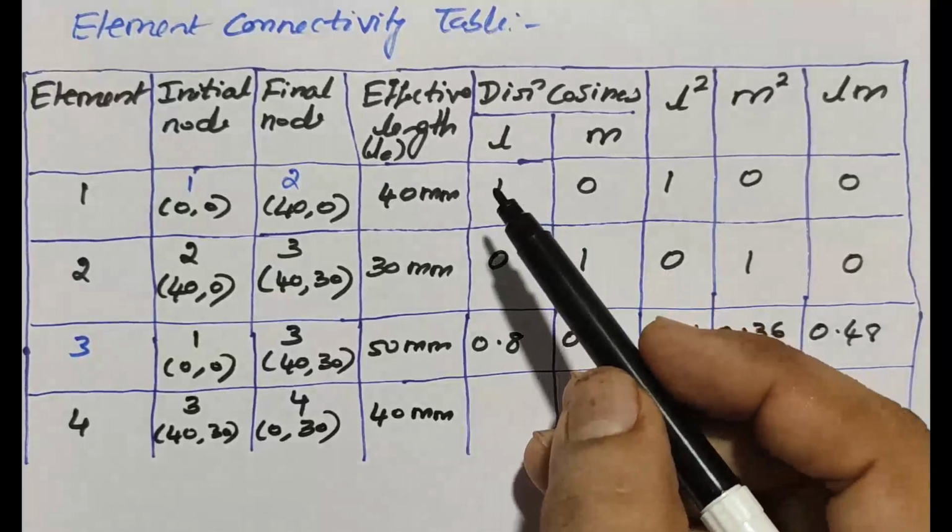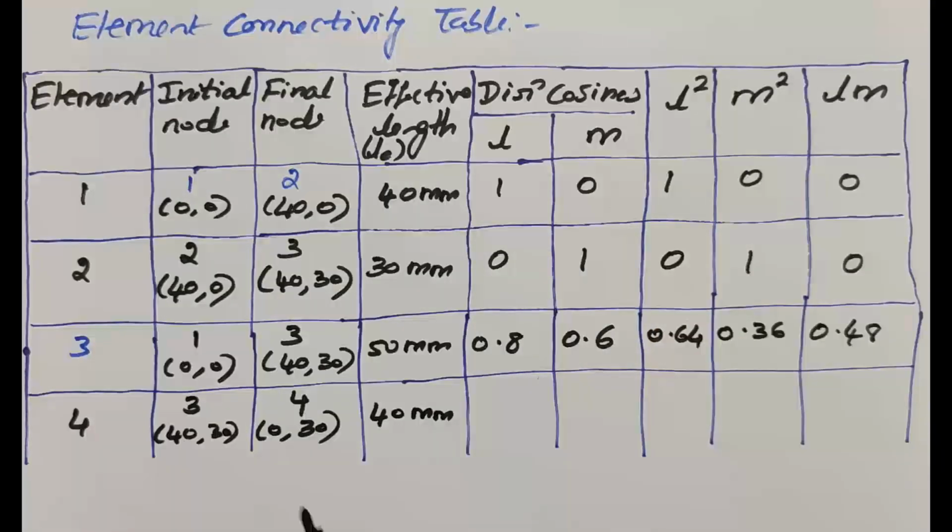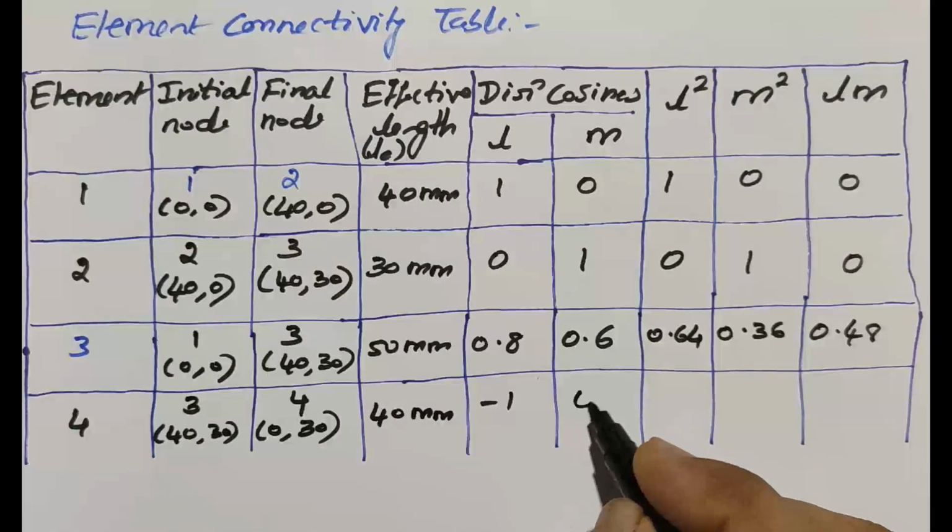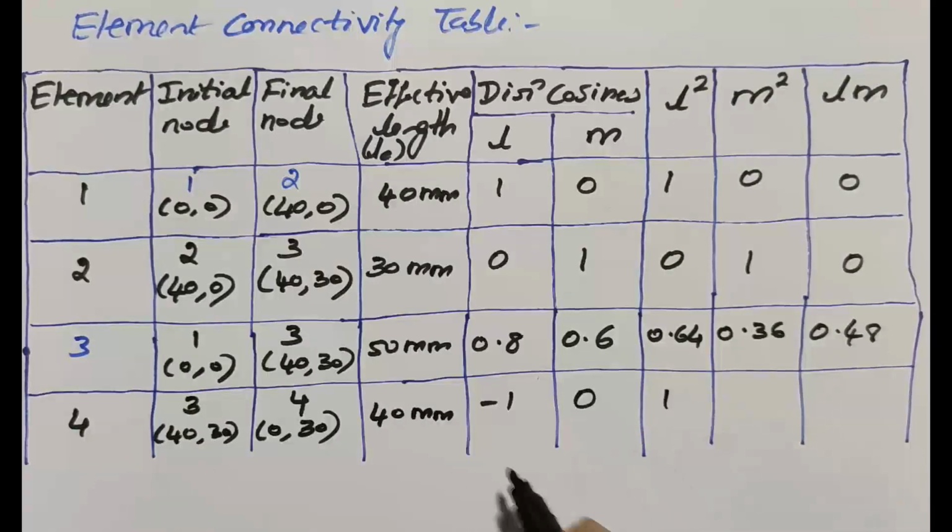We want L. It is x2 minus x1 by LE. x2 is 0, x1 is 40. 0 minus 40 divided by 40 will be equal to minus 1. M is y2 minus y1 by LE. y2 is 30, y1 is 30. So it becomes 0. 0 by 40 is again 0. L square, minus 1 square, will be equal to 1. M square is 0. LM is 0.